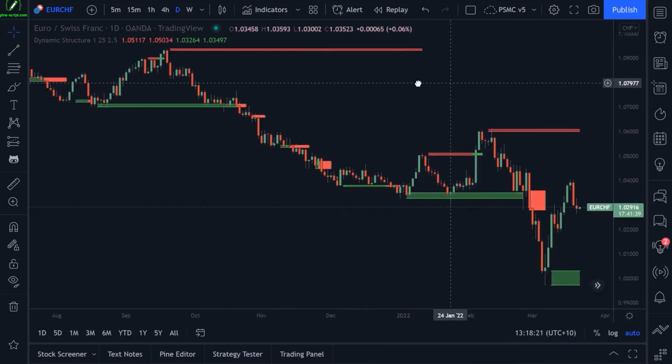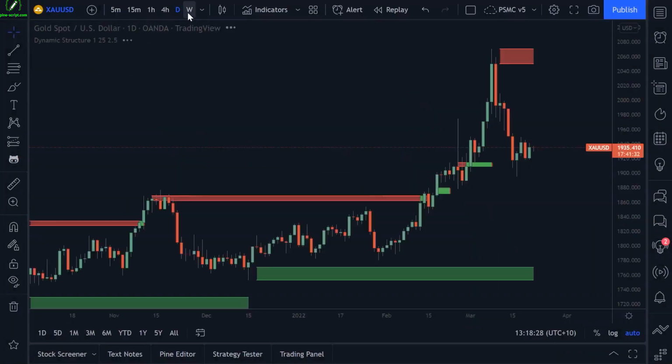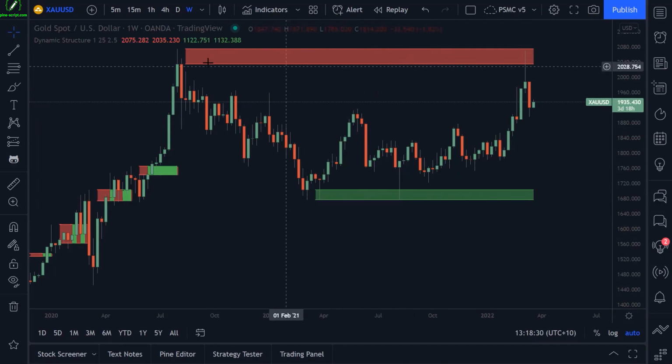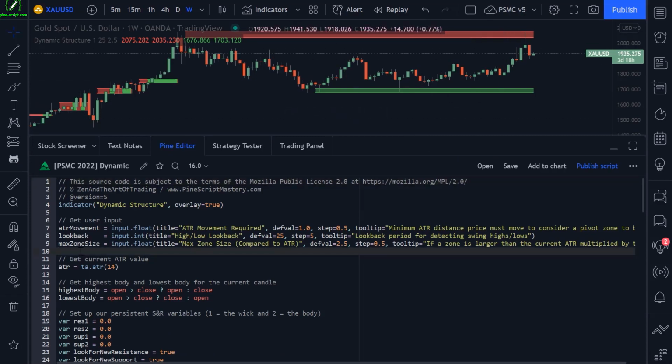But anyway, this is not a trading lesson, this is a coding lesson. So let's get back over to gold. This is a good example of how this script detects nice major resistance and support zones. So I'm going to stick on this chart for today's lesson. And let's move on past our user inputs.